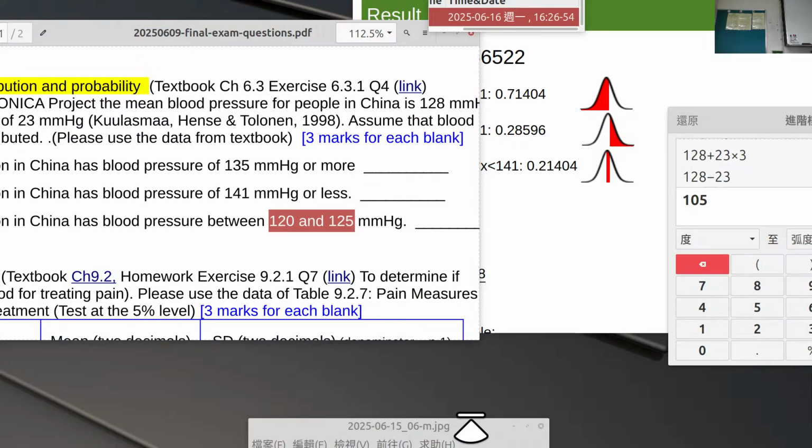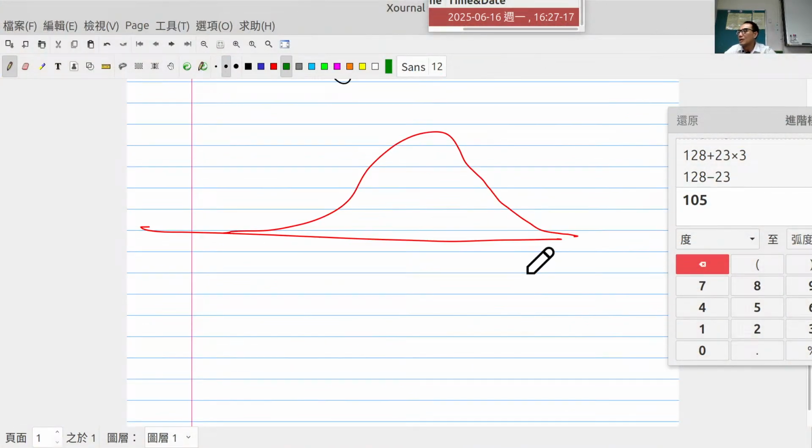The center is 128. 120 should be on the left side. How about 125? 125 is less than 128, below the average. So those two are on the left side. And now we can expect that here is 128. That is the mean.